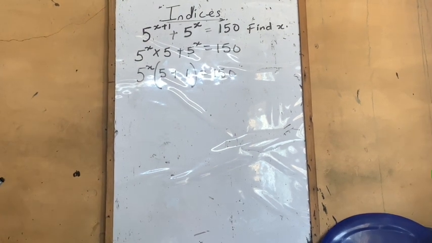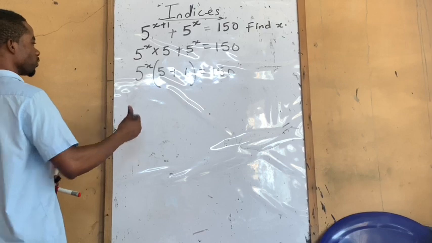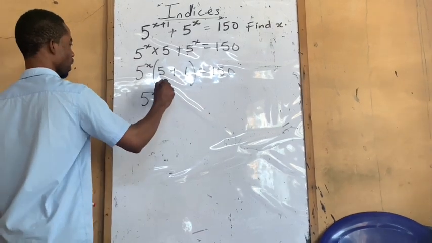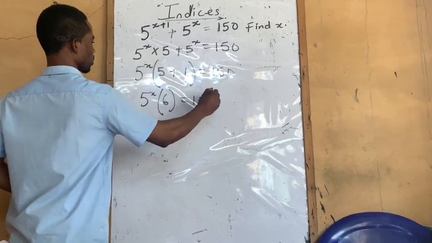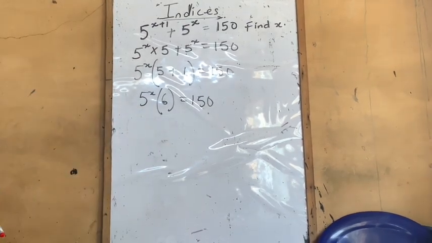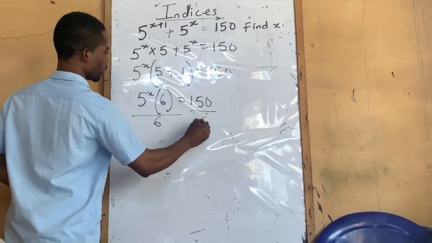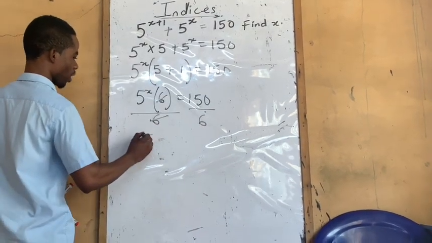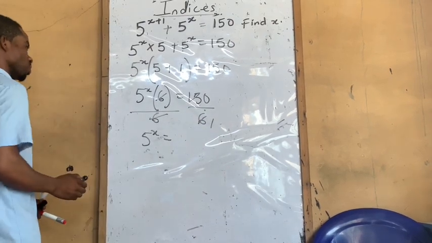Plus 1 equals 150. So after I've done that, what do I do? That means 5 raised to power x, 5 plus 1 is 6, equals 150. So what's the next thing? I'll divide both sides by 6. All over 6. 6 cancels 6. 5 raised to power x equals, 6 in 15, that is 2.